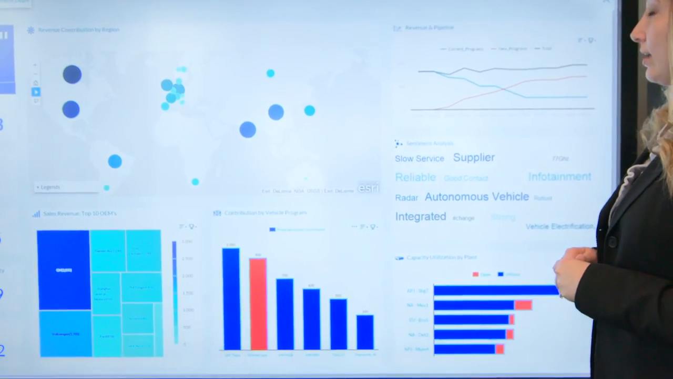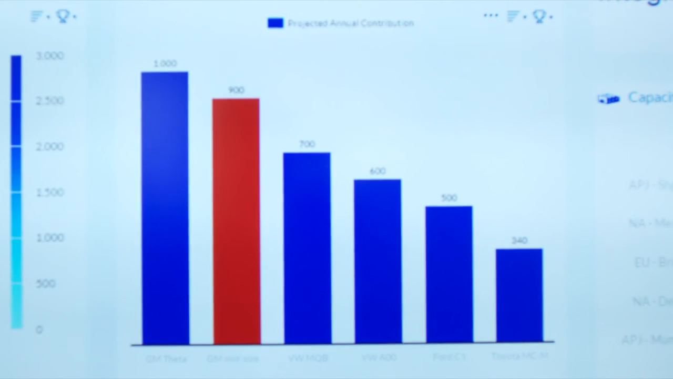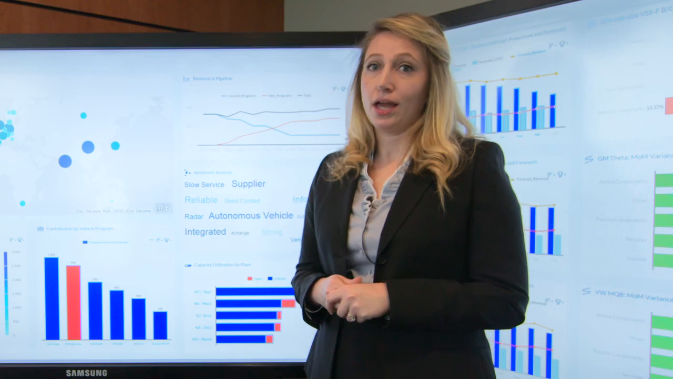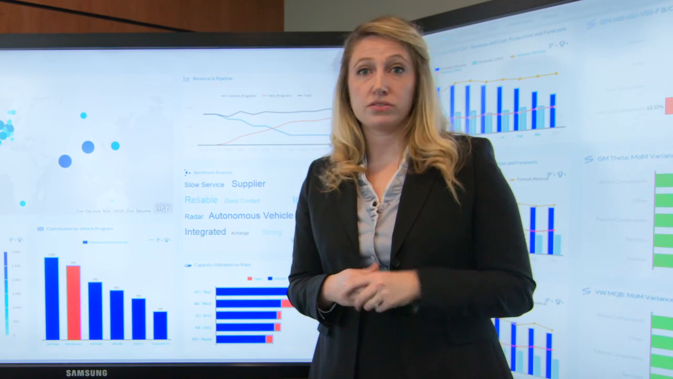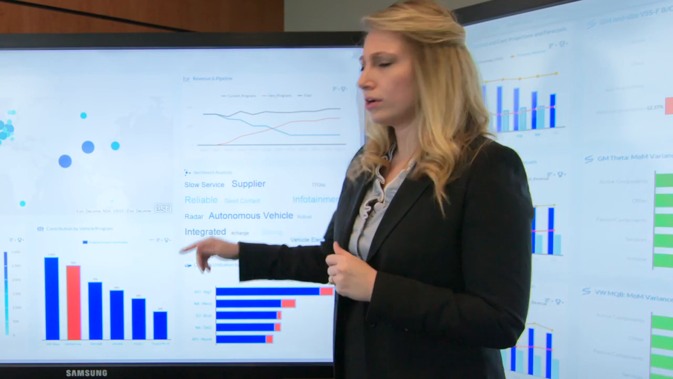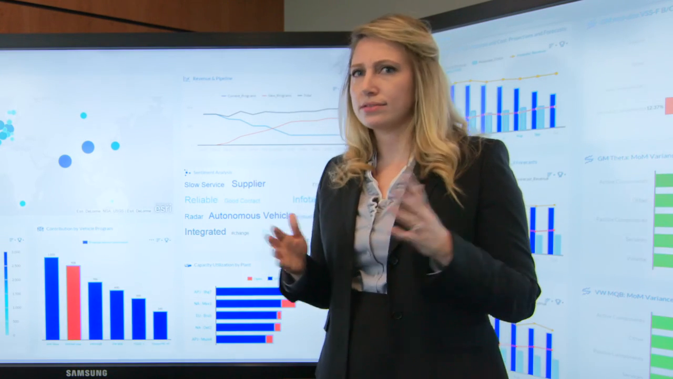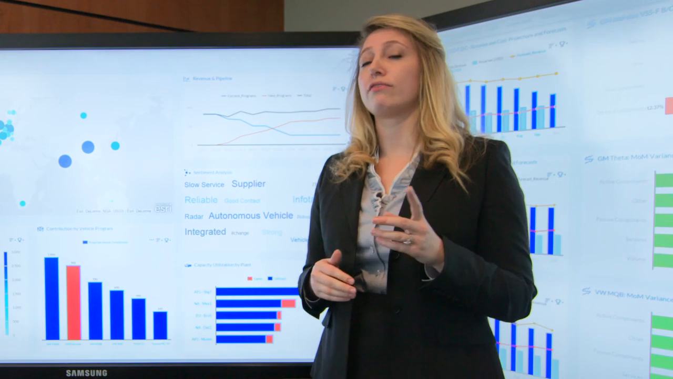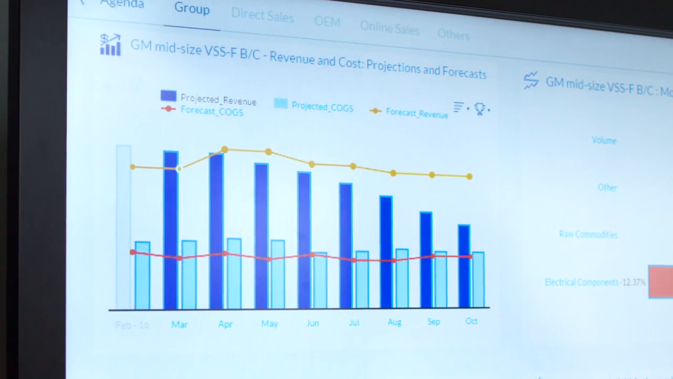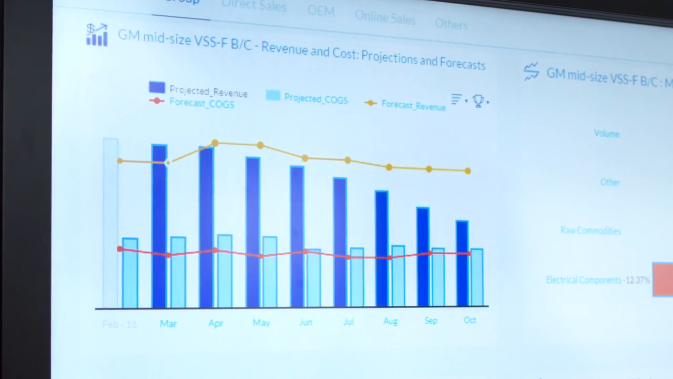You can also see, for example, if we take a look at vehicle programs, that one program is underperforming, and that's the GM Midsize VSS program. Now, you may have gotten an email alert about this on your iPad or your iPhone if you set up those thresholds, but quickly you can drill in and see what the problem is. Why is this underperforming? And if you're having a volume issue, is this something you need to bring up in conversation with the COO? As you drill into the GM Midsize VSS program, you'll notice a few trends.